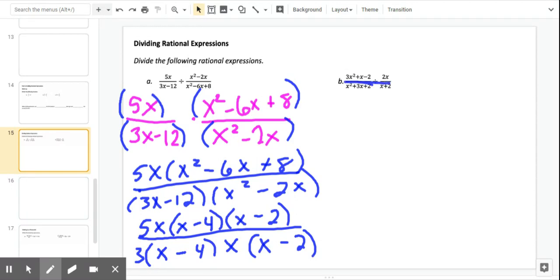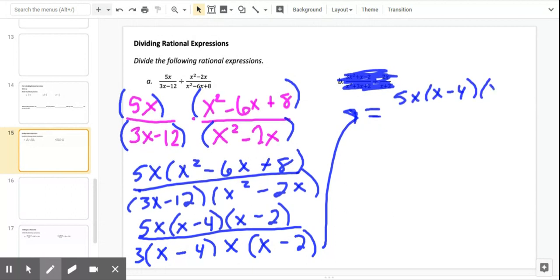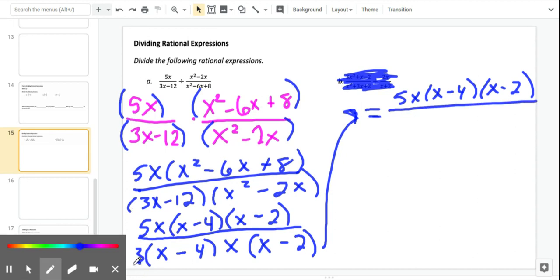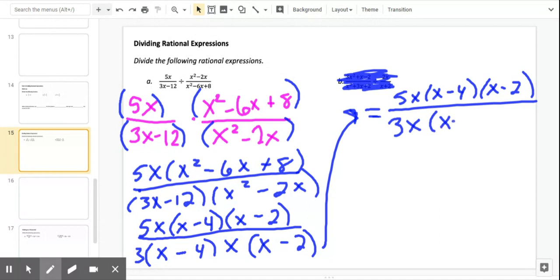So then simplifying this further, I'm going to cross that out so we don't get confused. Up here in the numerator, we have 5x, x minus 4, x minus 2. In the denominator, I like to put my monomials together in the front. So we have 3 times x gives us 3x, x minus 4, x minus 2.